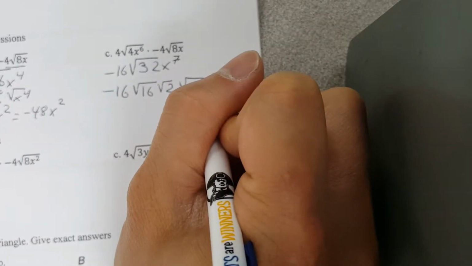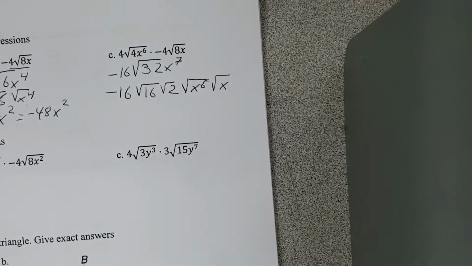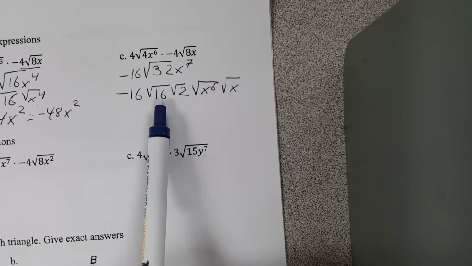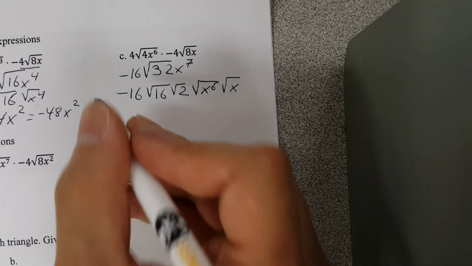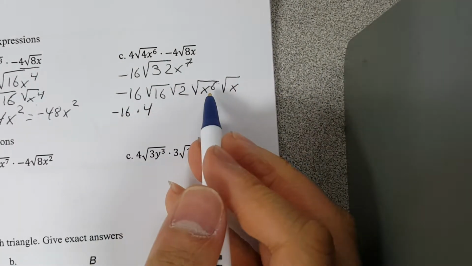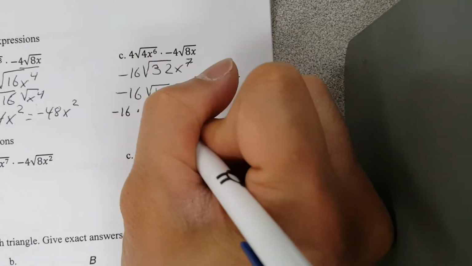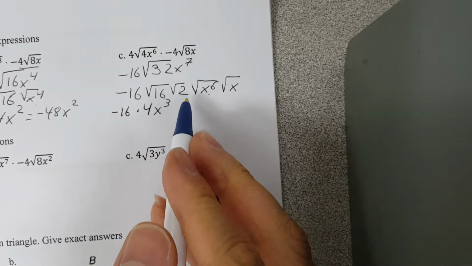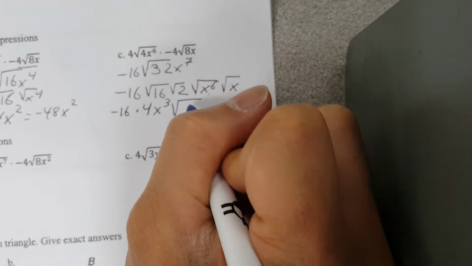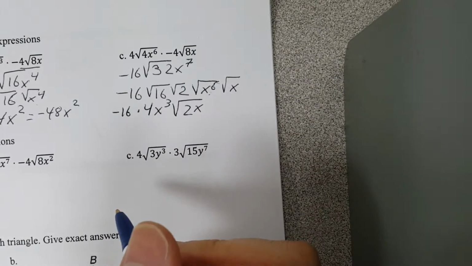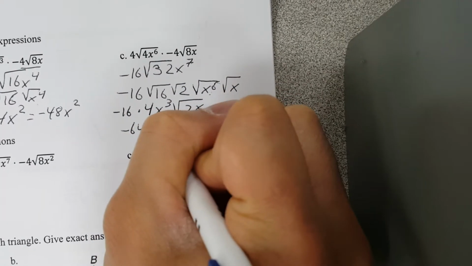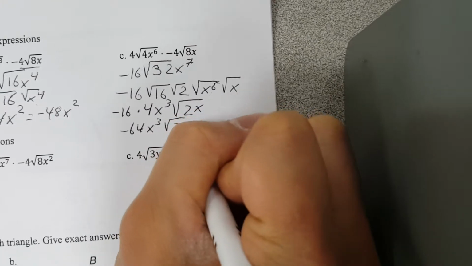And I'm left with x to the 6th. So which ones can I simplify? Radical 16, radical x to the 6th. So this is negative 16. Radical 16 is 4. Radical x to the 6th is x to the 3rd. And remember, whatever does not simplify will stay inside the radical symbol. So this is 2x. And then so this ends up being negative 64 x to the 3rd, radical 2x.